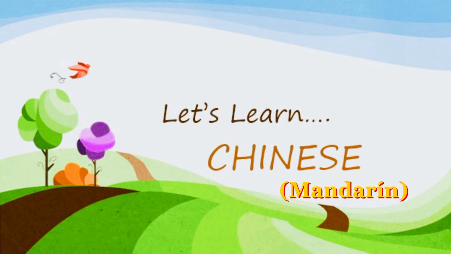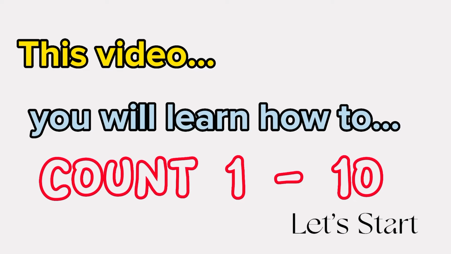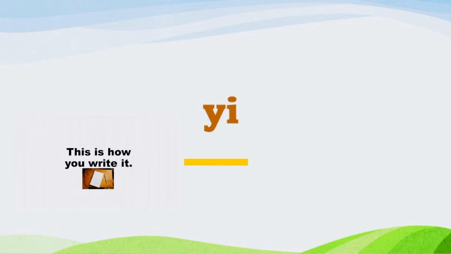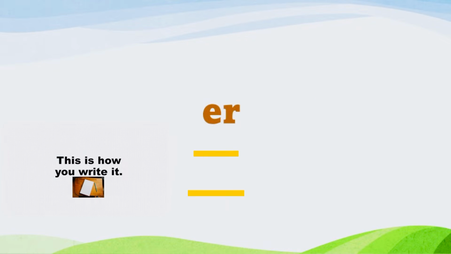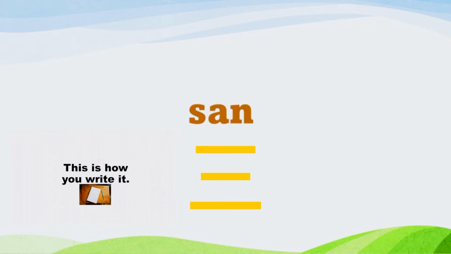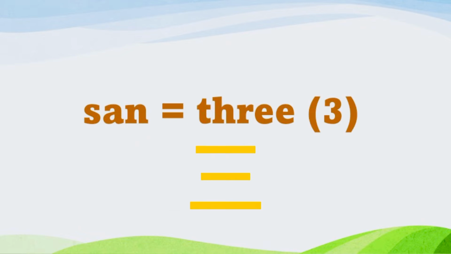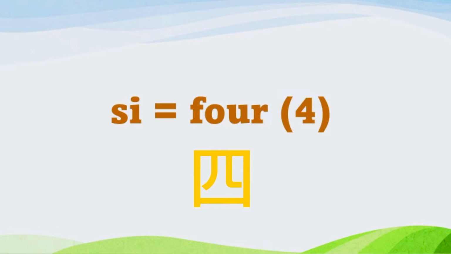Let's learn Chinese. So let's learn how to count from 1 to 10. Let's start. Yi, yi. Yi means 1. Er, er. Er means 2. San, san. San means 3. Si, si. Si means 4.